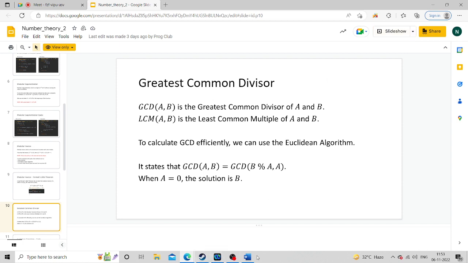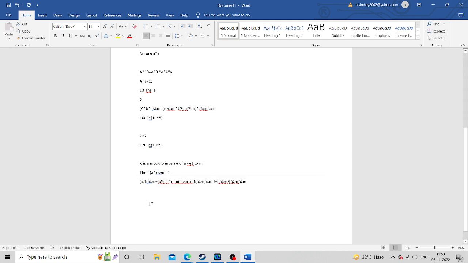So I'll give you a few examples for that. If I ask you, what is the GCD of 8, 6? What will be the answer? Okay. And if I ask you, what is the LCM of 4, let's say 15? What would be the answer? Okay, so everybody is clear with what is GCD and LCM.